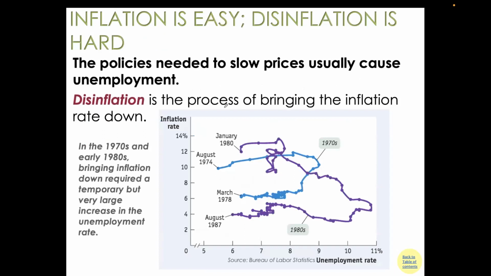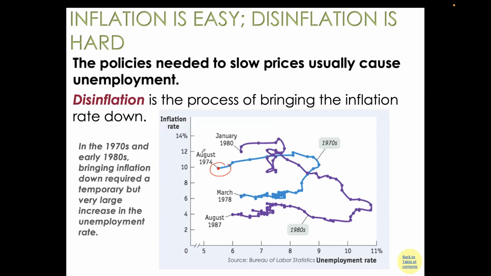Now let's look at what happened in recent history. Let's just start with this blue line. So what is here? Each dot represents one point in time.